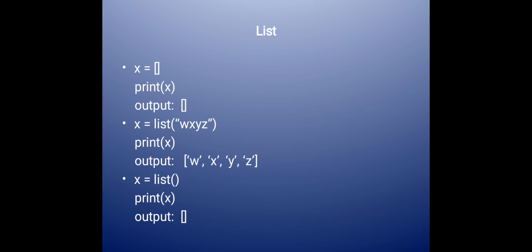Then x is equal to list of, within double quotes, w x y z. Here the list function is acting as a constructor, the list constructor. Then while printing x, the output will be a list of values w, x, y, z. That means the string is converted to a list. Okay. Then x is equal to list of, with nothing inside. Here also it is not having any elements. Then while printing x, the output will be an empty list.